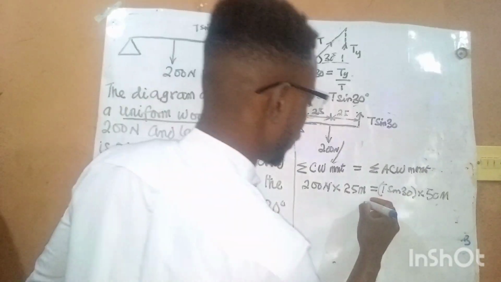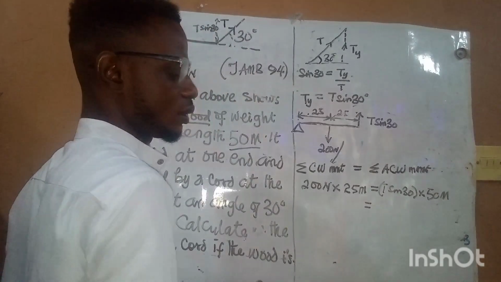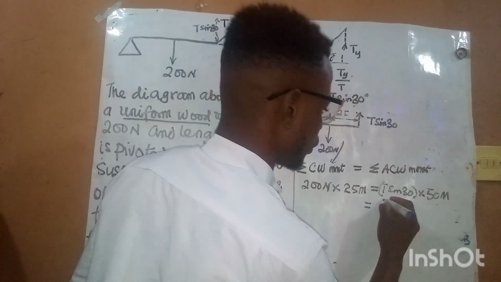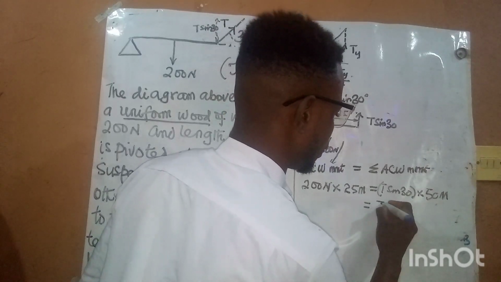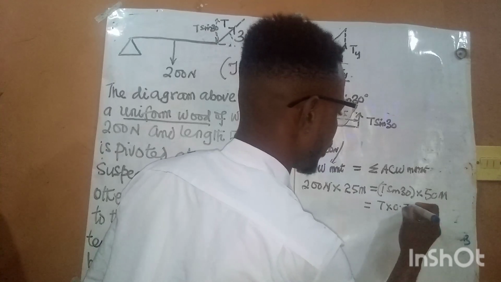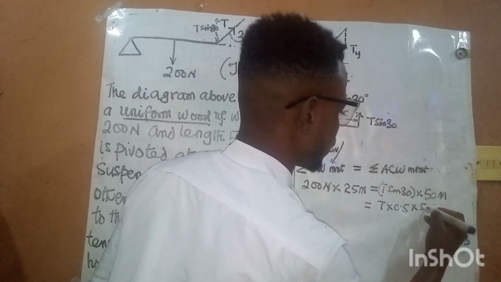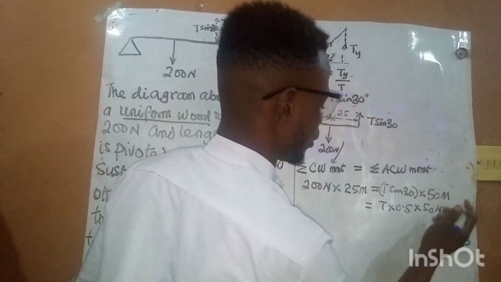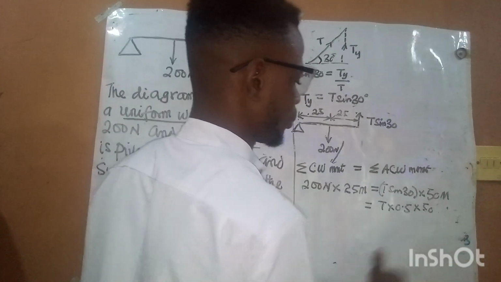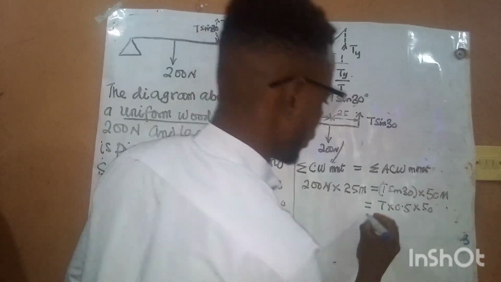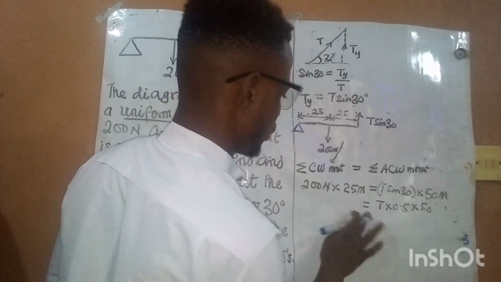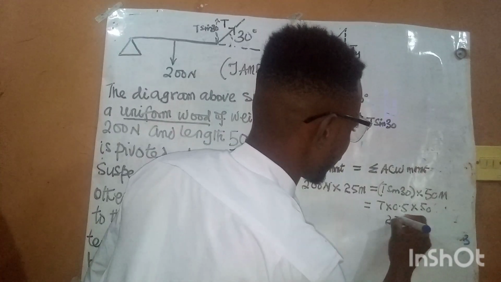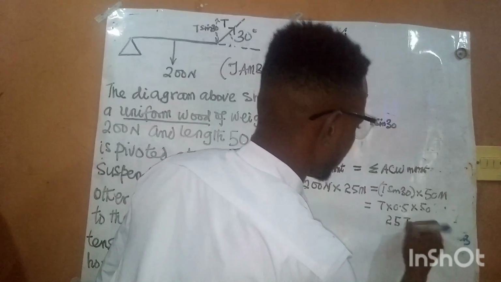So that this is equal to, sine 30 is half or 0.5. So T times 0.5 times 50 Newton meter, or you can put the unit later when we are done, times 50. That should give us 25 T.